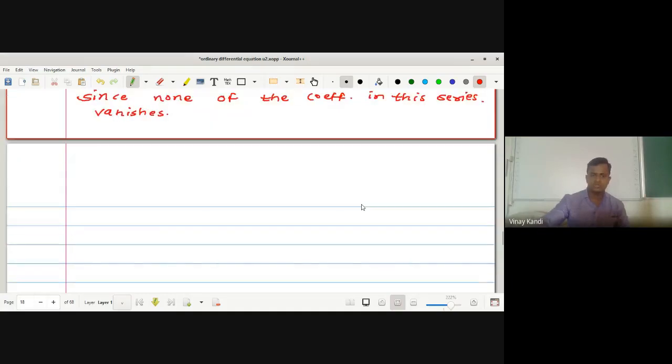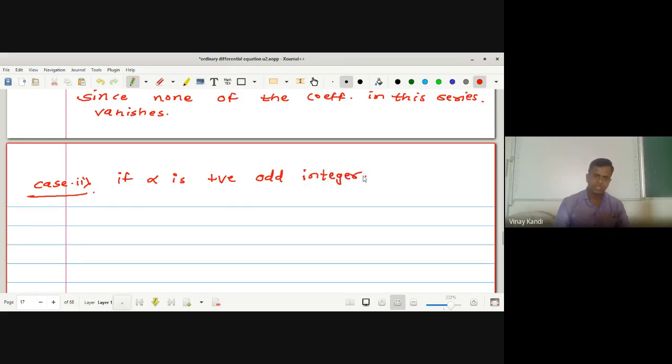Okay, now case number 2. What is case 2? If alpha is a positive odd integer, that is alpha is of the form 2n minus 1, where n runs from 0, 1, 2 and so on. For any n we get alpha as an odd number.